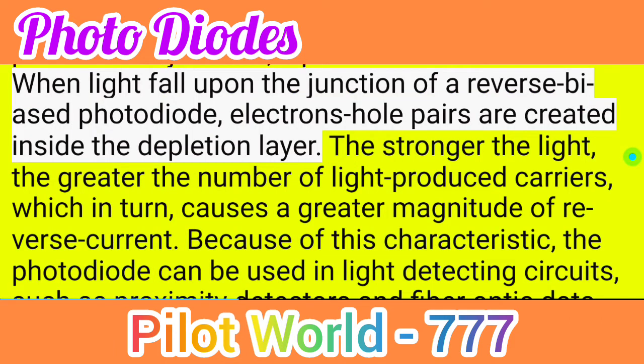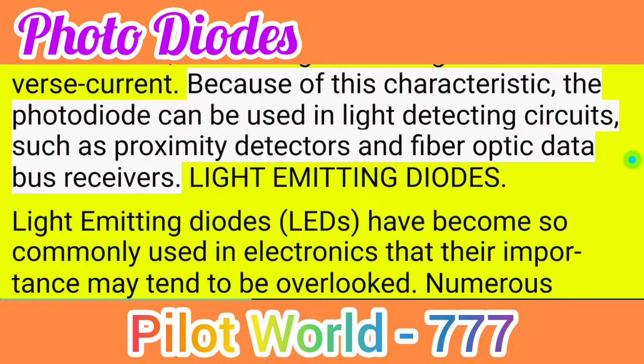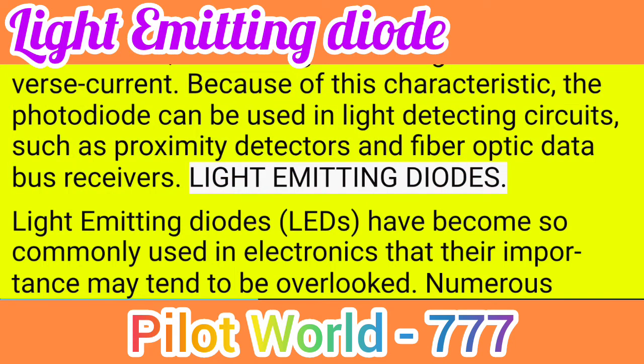When light falls upon the junction of a reverse biased photodiode, electron-hole pairs are created inside the depletion layer. The stronger the light, the greater the number of light-produced carriers, which in turn causes a greater magnitude of reverse current. Because of this characteristic, the photodiode can be used in light-detecting circuits, such as proximity detectors and fiber optic data bus receivers. Light-emitting diodes.